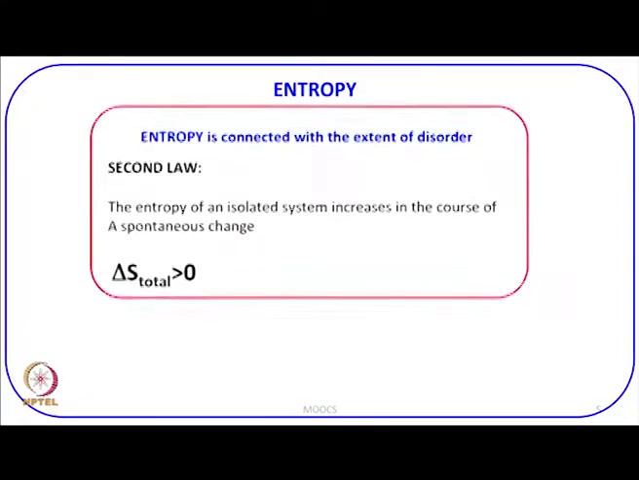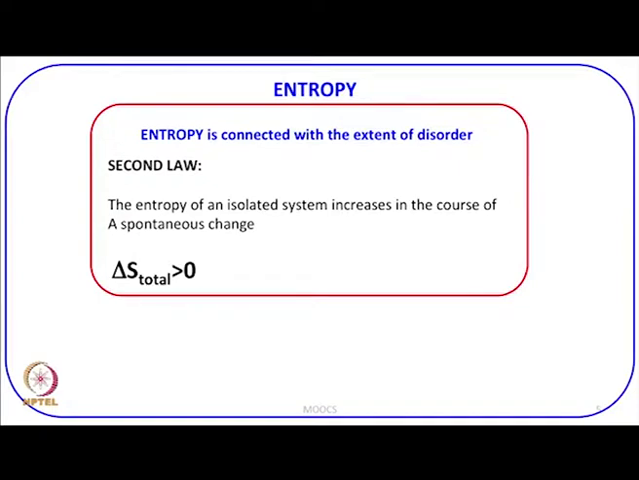So let us discuss more on entropy. What is entropy? Entropy is connected with the extent of disorder. If in a system there is a large amount of disorder, its entropy is more. And as the order increases, the entropy decreases. So this can be formulated into another definition of the second law of thermodynamics, according to which the entropy of an isolated system increases in the course of a spontaneous change.